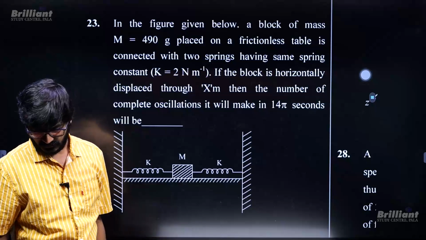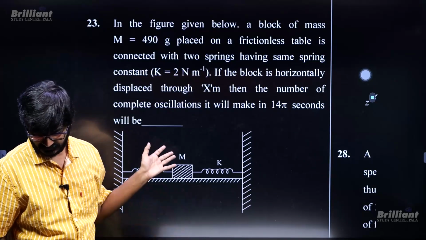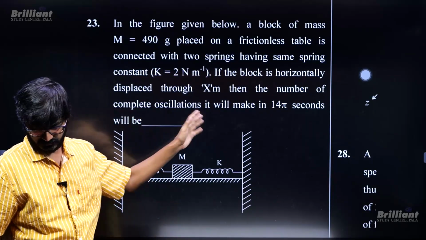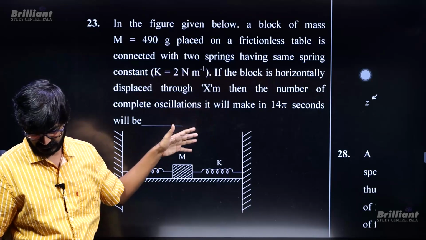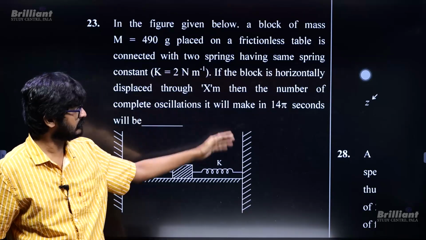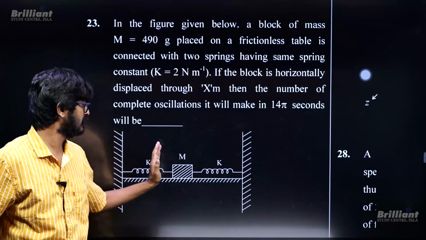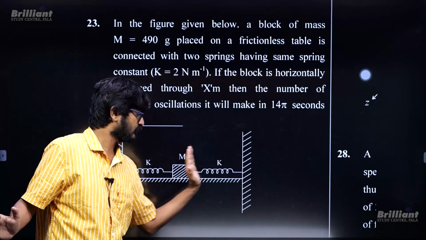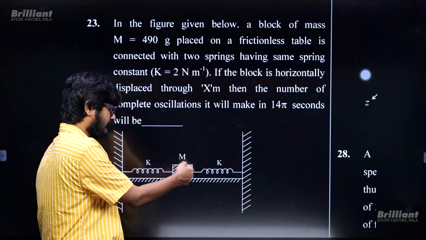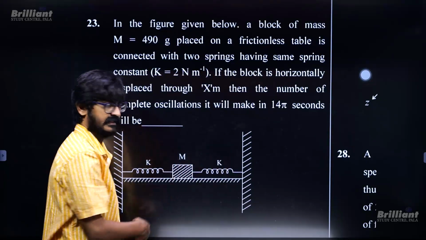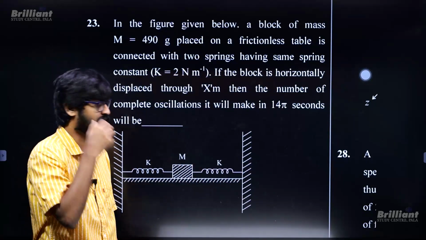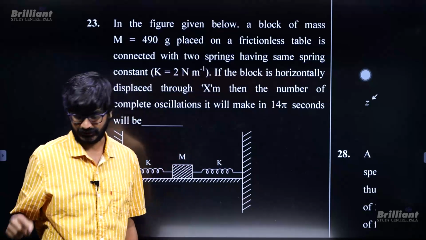In the figure below, a block of mass m is placed on a frictionless table connected with two springs having the same spring constant. If the block is displaced horizontally through x meters, then the number of complete oscillations... So, when you disturb it, when you push it by x, what will happen? This one will pull it by kx, this one will push it by kx. So, both are in the same direction. What is the net force? kx plus kx, 2kx.